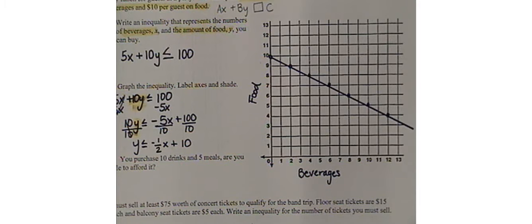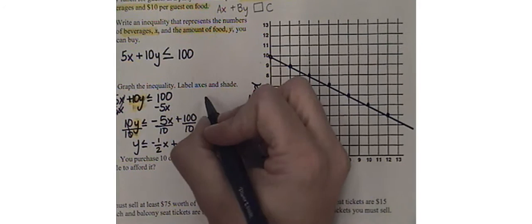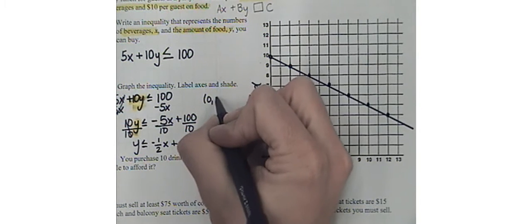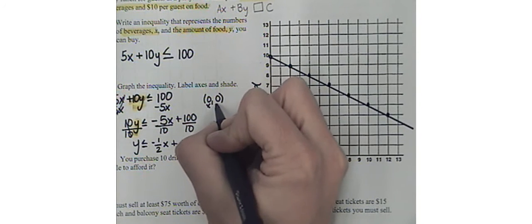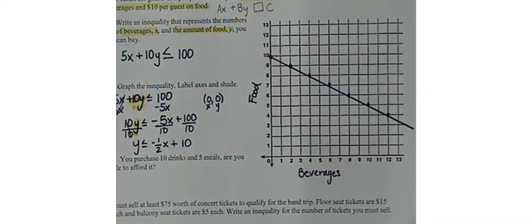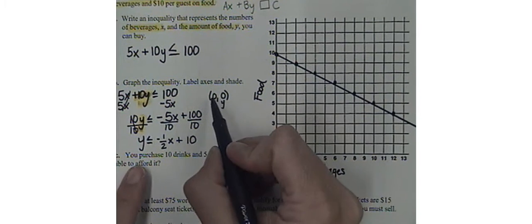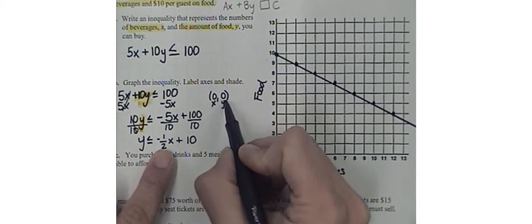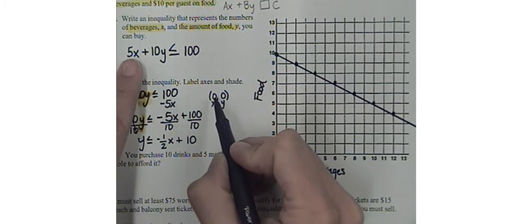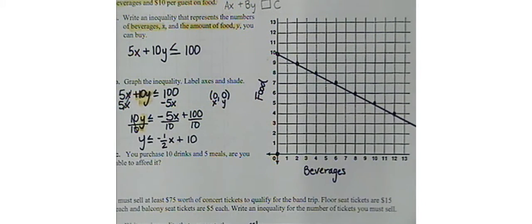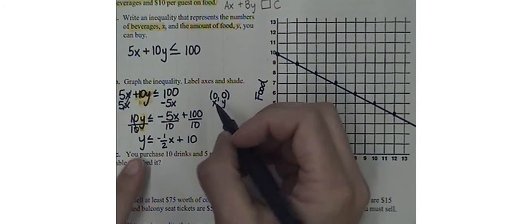So remember, in order to shade, we need to plug in 0 for x and 0 for y, because that's the easiest test point to plug in. And 0, 0 is right here, and it's not on my boundary line. Okay, it's below it. So I'm going to plug in 0. You can plug it in here and here, or you could plug it into the original here and here. It doesn't matter. Either way, we're going to get the same answer. So whatever is easiest for you.